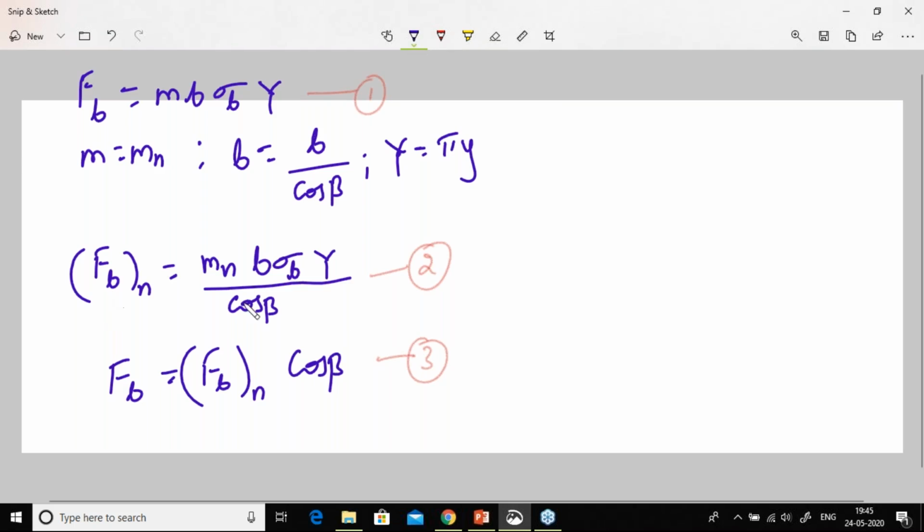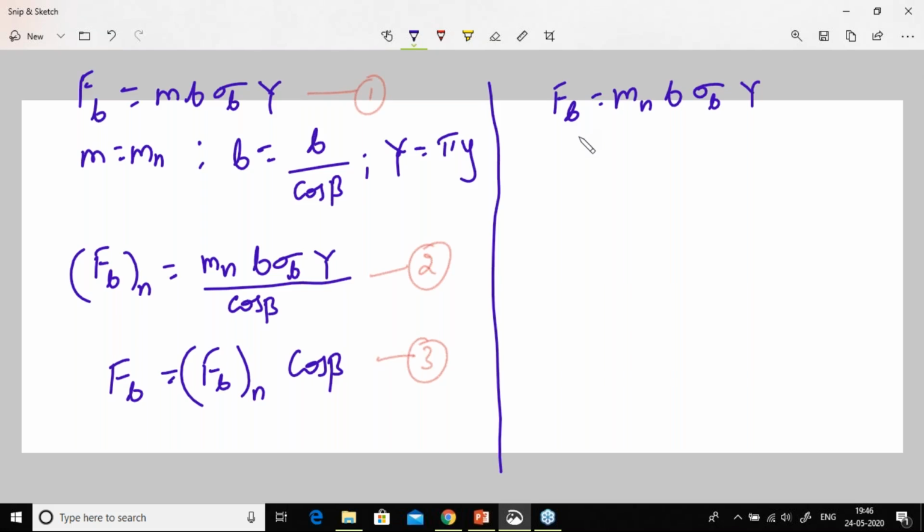So from equations 2 and 3, that is FBN cos beta is nothing but FB. So by substituting that one, we'll get the equation FB is equals to M suffix N B sigma B into Y. So this equation is known as Lewis equation for helical gears. In this equation, the form factor Y is based on the virtual number of teeth. The beam strength FB indicates the maximum value of tangential force that the tooth can transmit without bending failure.